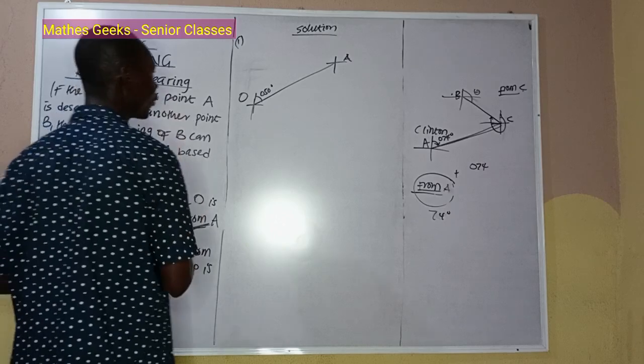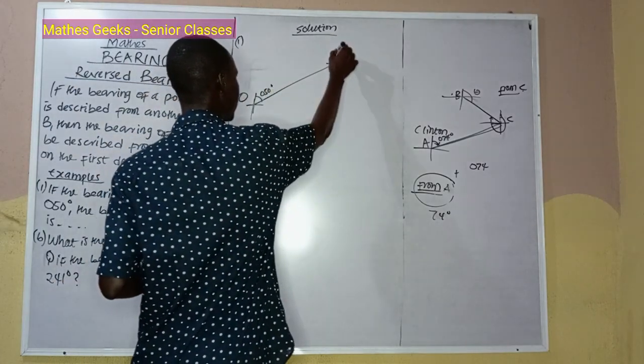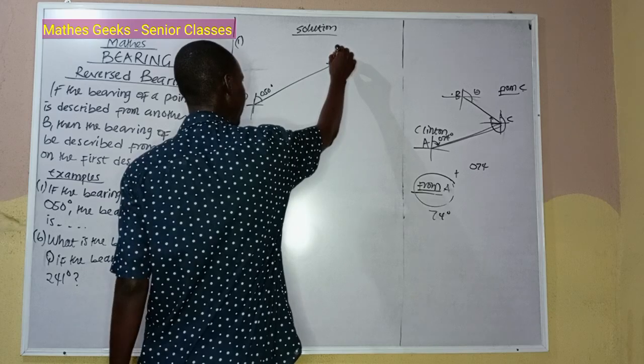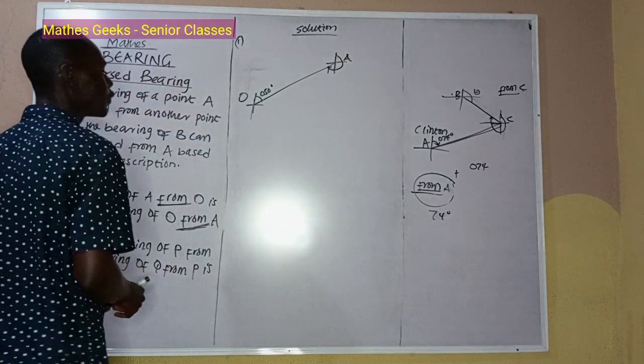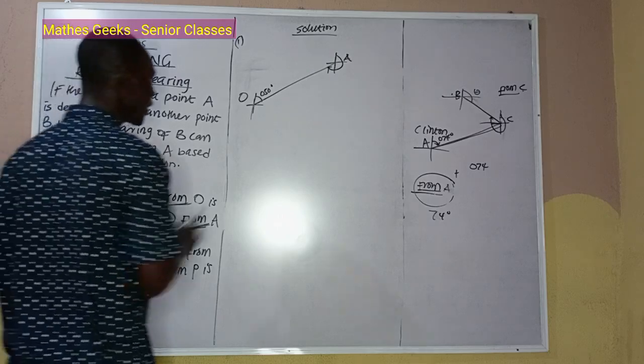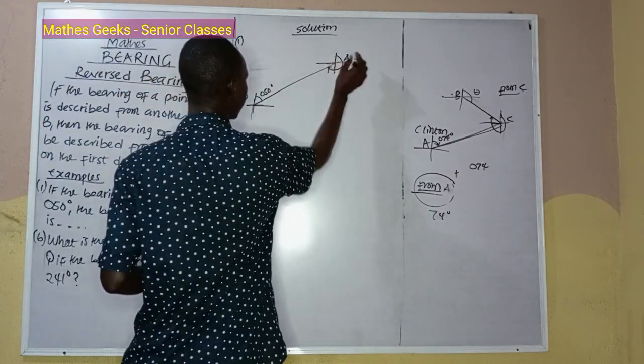The bearing of O from A will be the angular measure from the north. Since this is a 3-digit bearing, we're also going to use a 3-digit bearing here, so from the north to this line again. Now this is where our calculations come in, and you have to pay attention here.